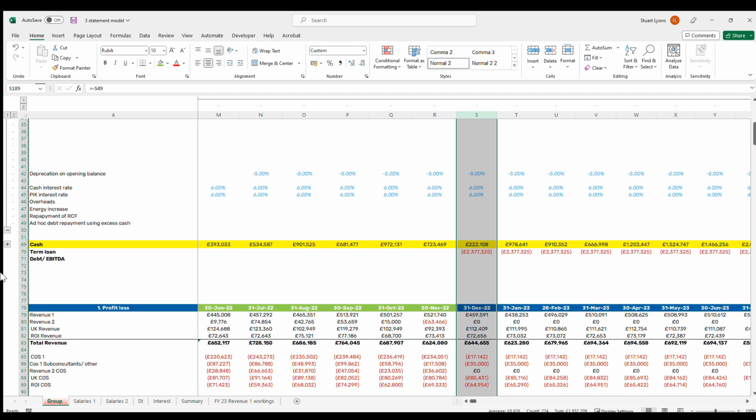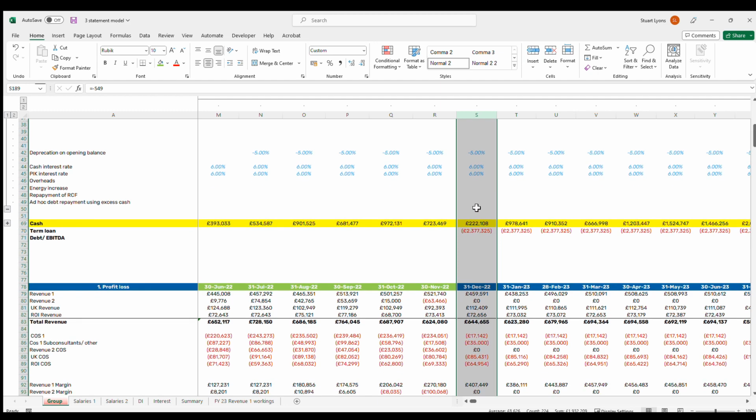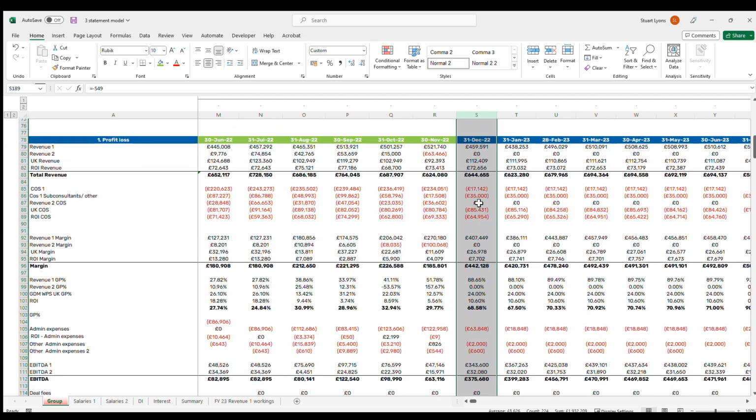So the key thing here in your assumptions when you join your model is make sure your debtor days, creditor days, stock days are accurate. They're reflective of your historical data, and if they are, then when you join your actuals to modules, you won't get any mad movements in working capital.